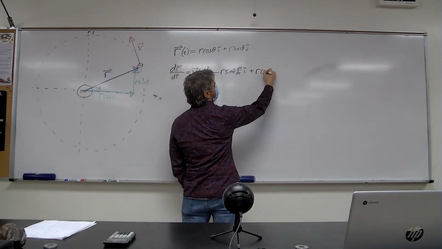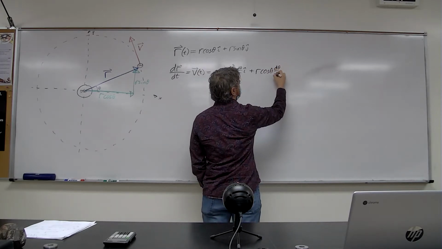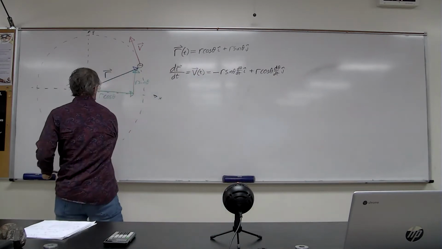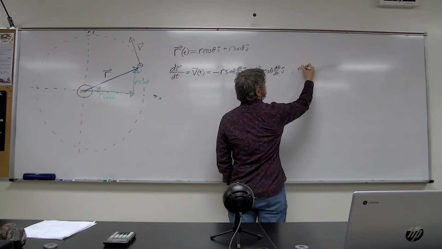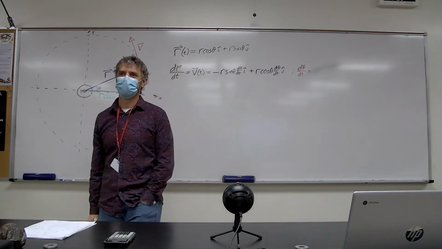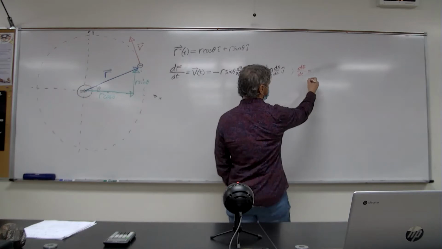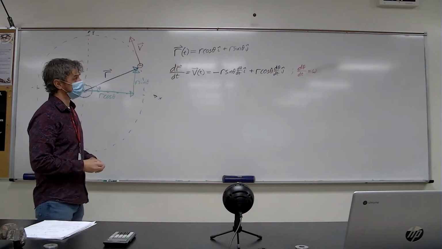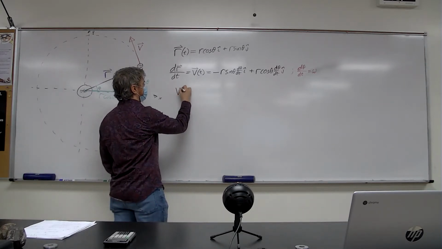Plus r cosine theta d theta dt times j hat. And I can rewrite this, if I remember what we talked about in the beginning of class. D theta dt is literally the definition of what angular quantity? Angular velocity, omega. Yeah. And you can also pull stuff out and make it simple. So let's rewrite our velocity function.